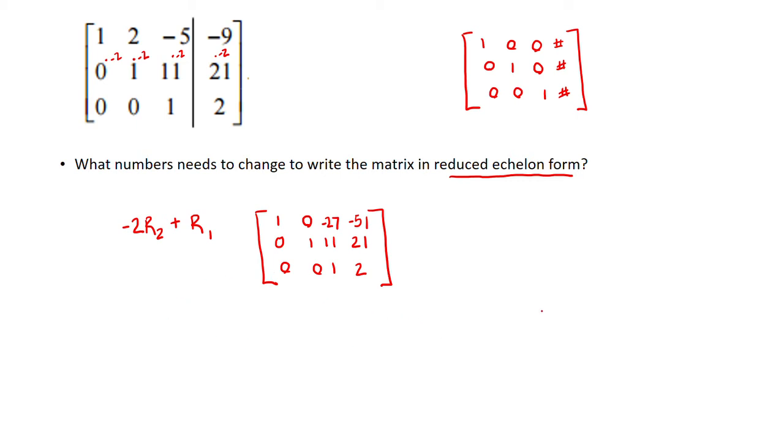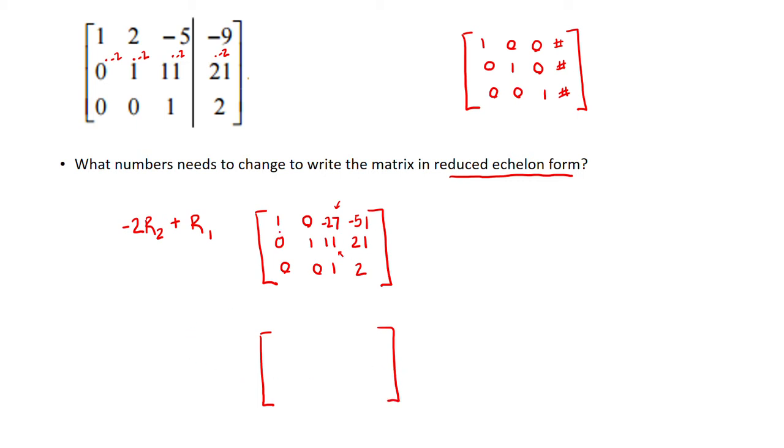Okay, now we have everything we need except for this spot. We need that to be 0 and this 11, that to be 0. So we're going to do both of these at the same time. Or if you want to think about doing them separately, that's fine.